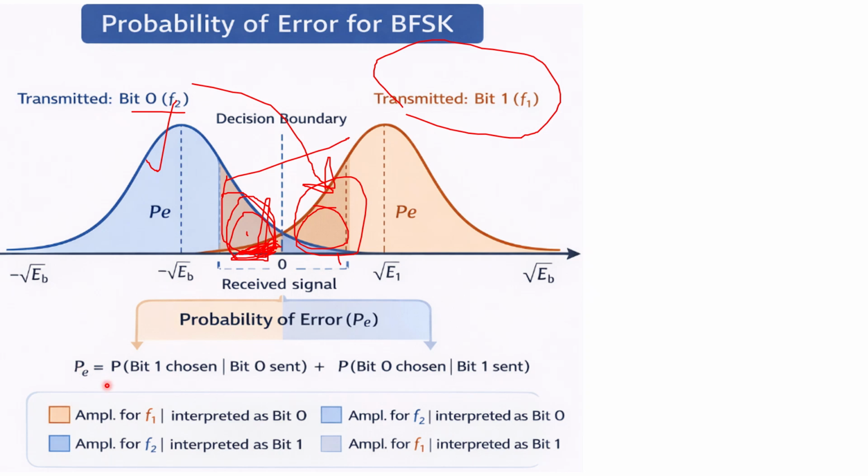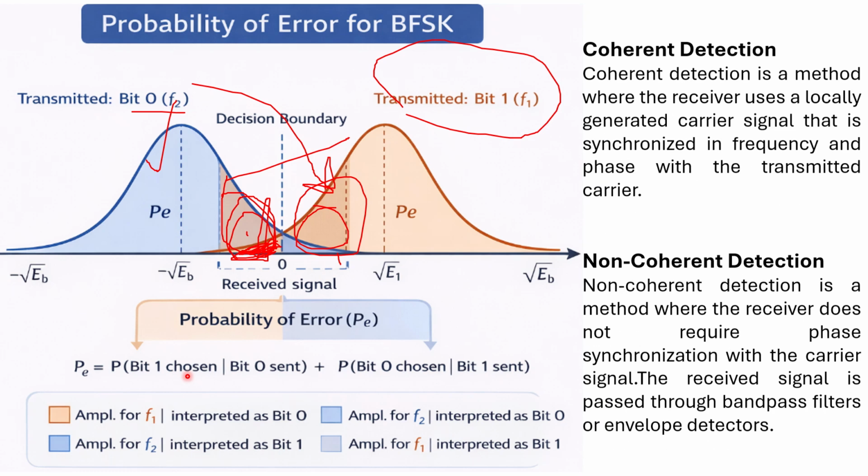Here is the conditional probability. The probability of error is equal to P of bit 1 chosen, given that bit 0 was sent, plus the probability that you sent bit 1 and detected 0. Add both of them and you will get the probability of error. So this is the basic concept.